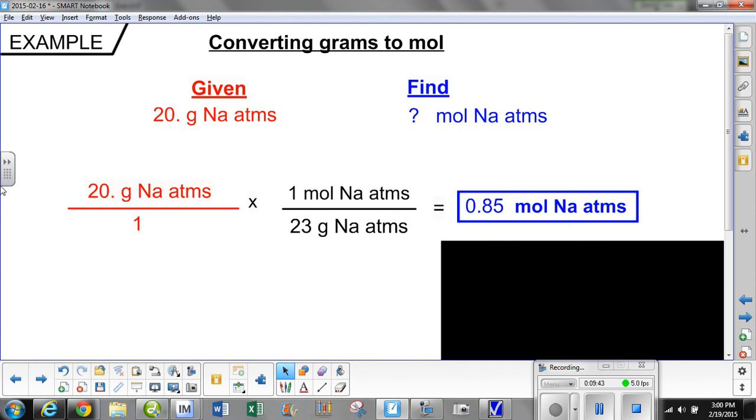When you divide 23 into 20, you're going to get a number less than 1. On the calculator, when I do 20 divided by 23, the number that comes up on this calculator is long. Okay, I have 0.869565217, and I see students writing down all those numbers. That's not a good idea.